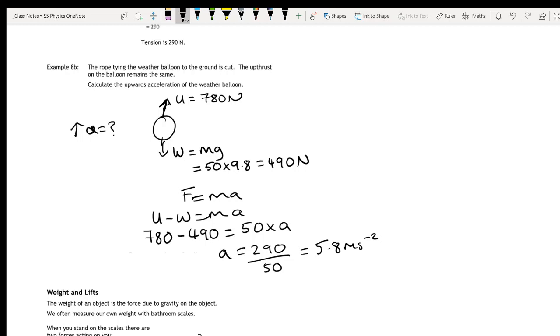You can do your new question booklet up to question 16. It's not a very big question booklet.